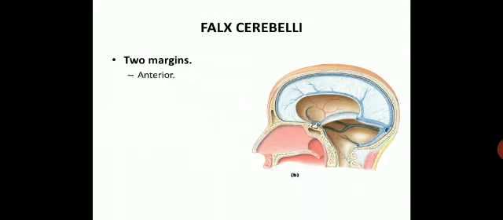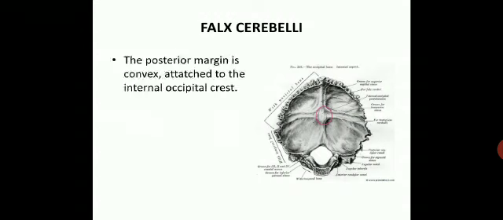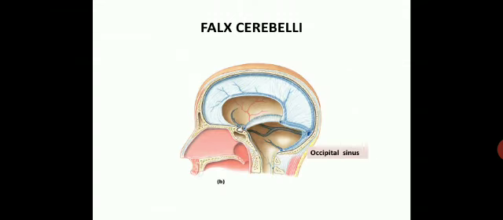It has two margins, the anterior and the posterior margin. The anterior margin is concave and free, whereas the posterior margin is convex and is attached to the internal occipital crest. The occipital sinus is related to this fold.